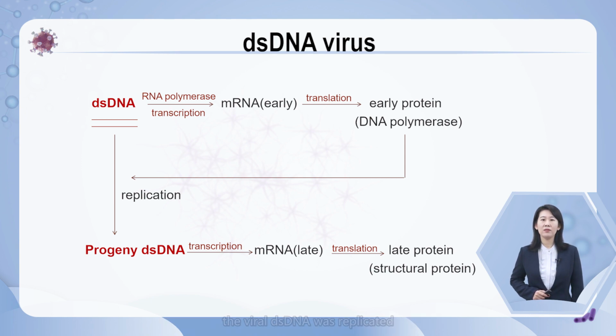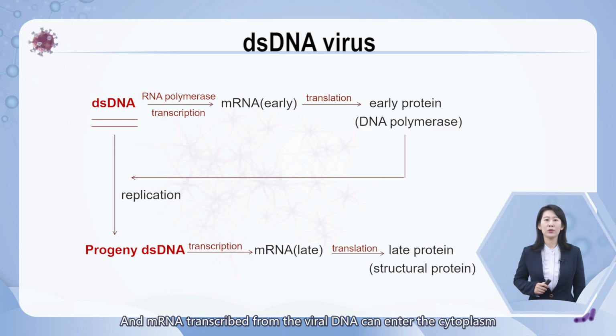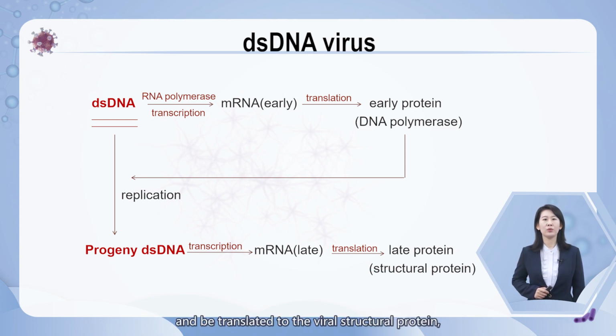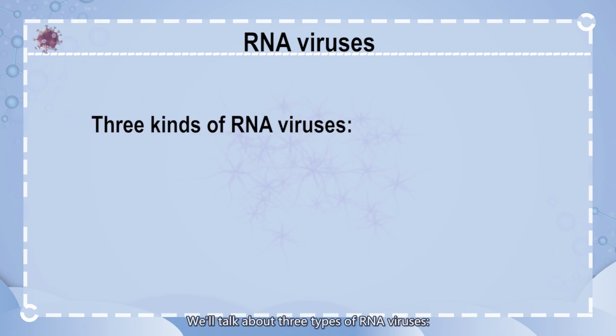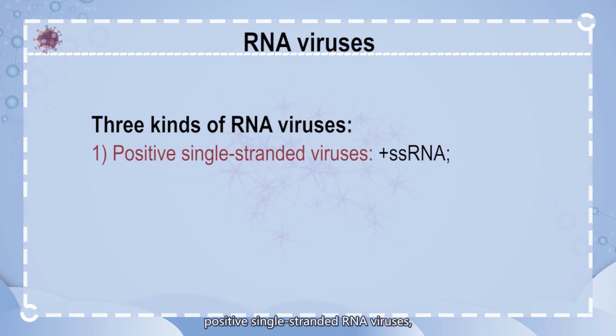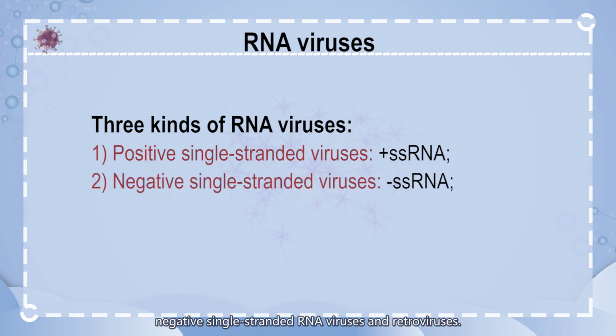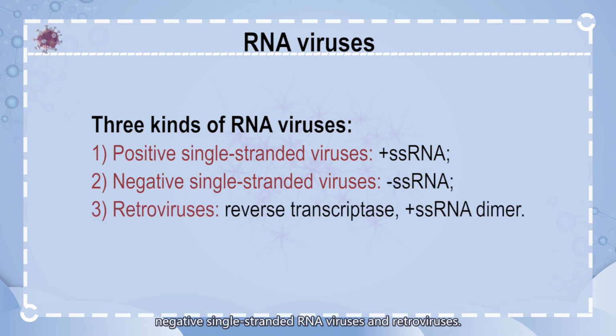In the late stage, the viral double-stranded DNA was replicated by the enzyme produced in the early stage, and mRNA transcribed from the viral DNA can enter the cytoplasm and be translated to the viral structure protein, including the capsid protein. Most RNA viruses undergo their entire replicative cycle in the cytoplasm. We'll talk about three types of RNA viruses: positive single-stranded RNA viruses, negative single-stranded RNA viruses, and retroviruses.